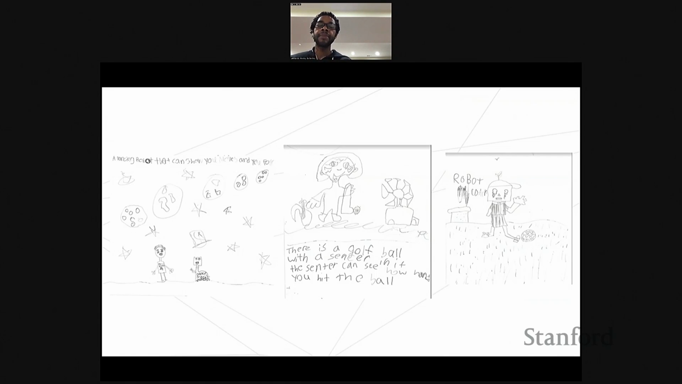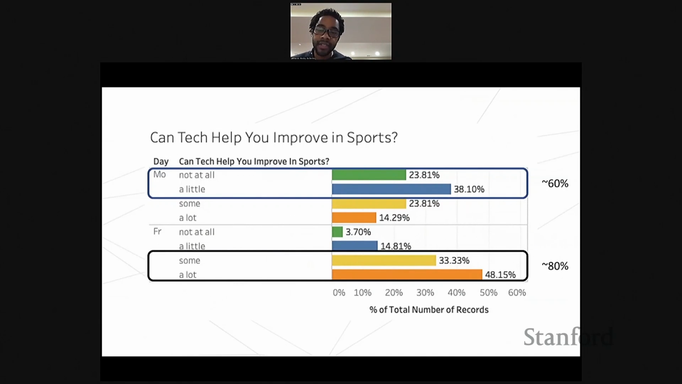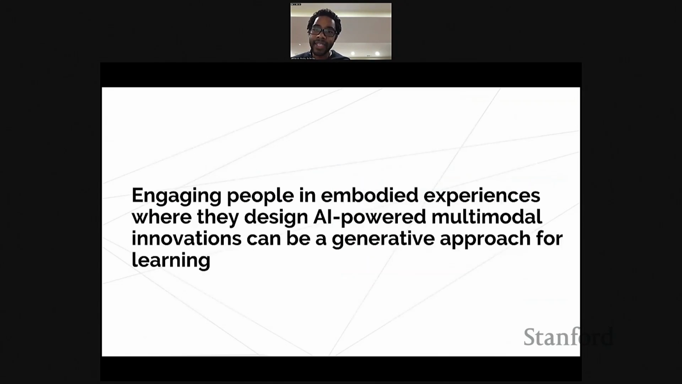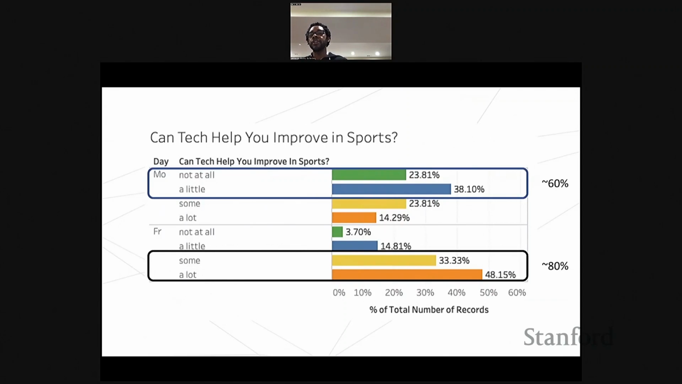They begin to see more of their agency. And so really the big idea here, then, I'll get to mention that. The big idea is that really engaging people in embodied experiences where they design AI-powered multimodal innovations can be a general approach for learning.